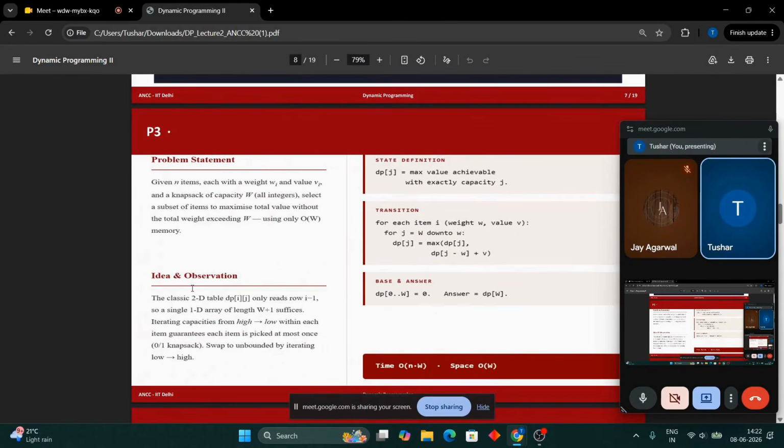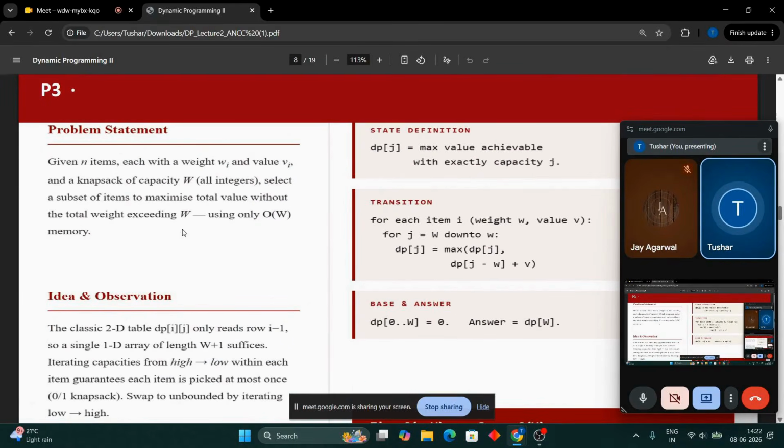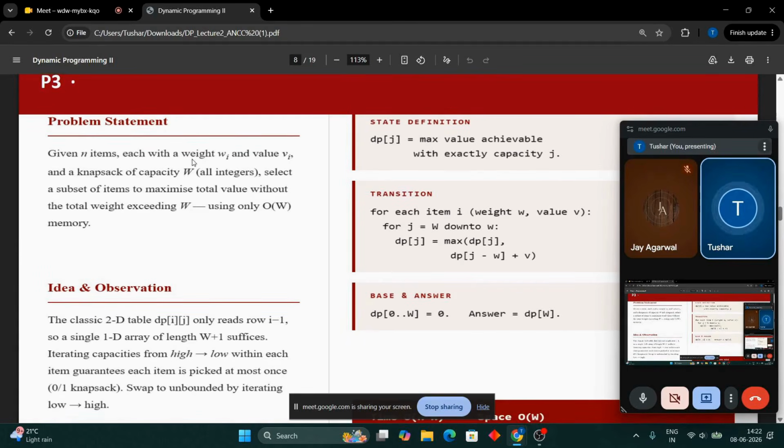Okay, this one is the knapsack problem. This is simple, so I'll just do that quickly. It says that we have an item with weight wi and value vi, and the knapsack capacity W. Basically, the total weights of the items we can have in our knapsack can sum to at most W, and we have to select a subset of items in order to maximize the total value.